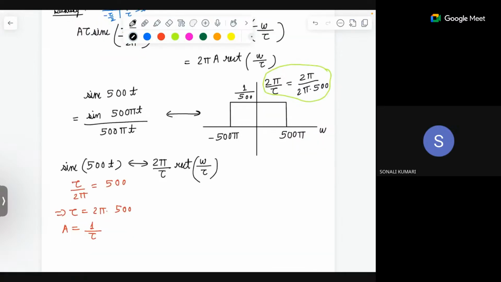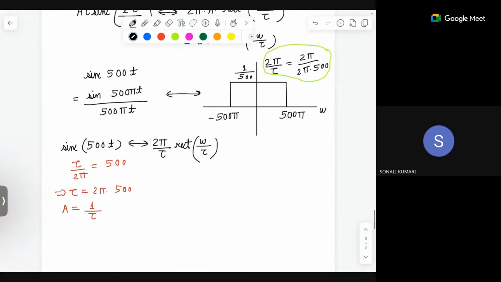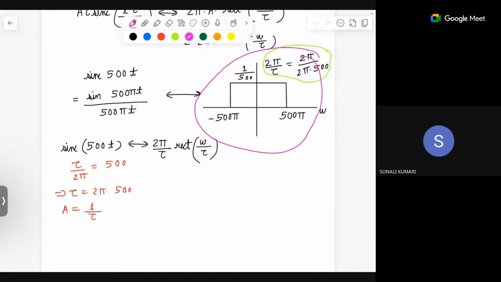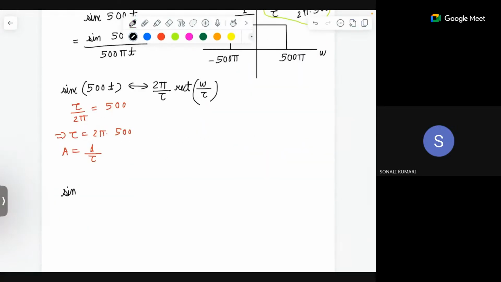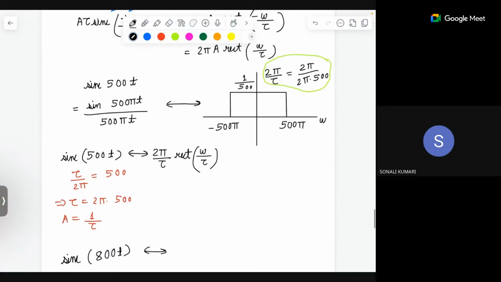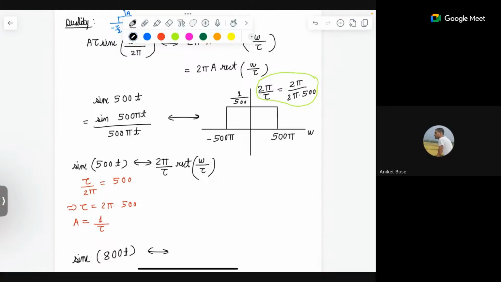You need to tell me what it will be for the second term, that is sinc 800t. You have to tell me this waveform. So sinc 800t, tell me what will I get? The amplitude is 1 by 800 and in the domain it will be minus 800 pi to 800 pi. Yes, that's absolutely correct. Others also try.